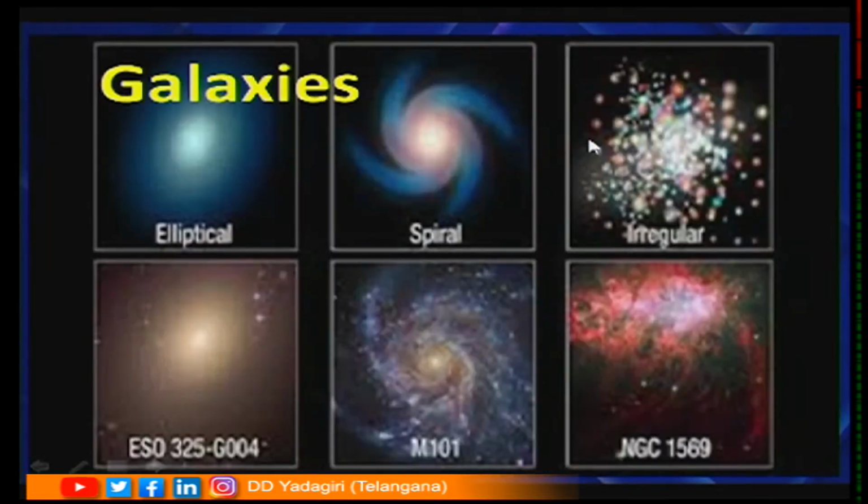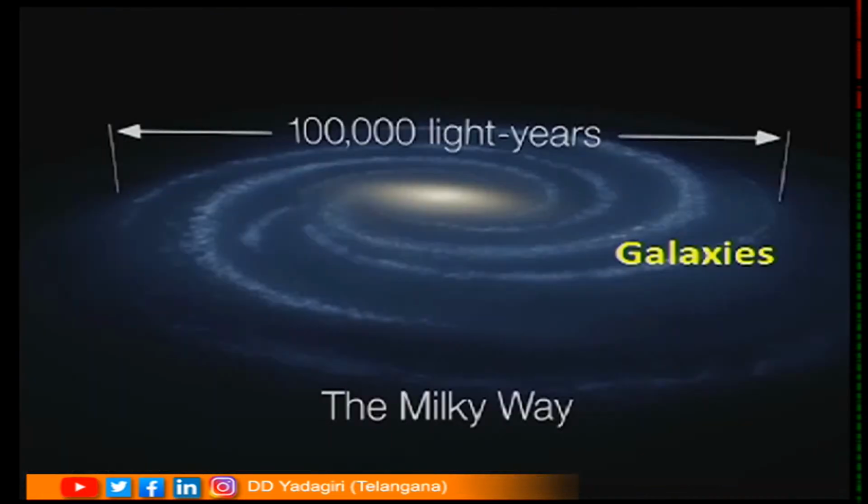Children, coming to the next topic, galaxies. Now, in this picture you can see different shapes of galaxies. What is a galaxy? Galaxy is a group of stars. It can be elliptical, spiral, irregular. We have different names given by the scientists, astronomers. So, you know where our sun is located? Our sun is located in the Milky Way galaxy, and its distance is approximately 100,000 light years.